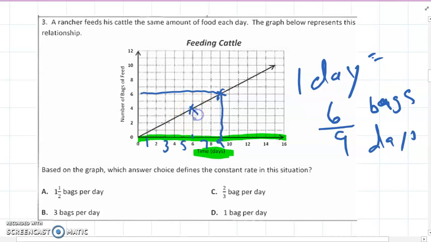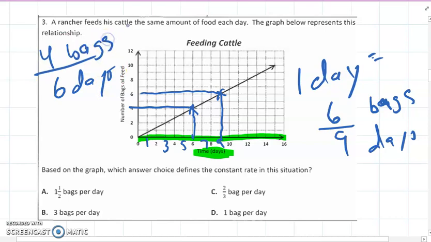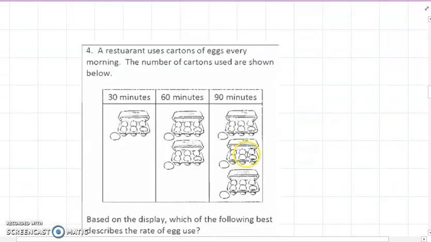Well, I look there, that's 6. In 6 days, he's going to use 4 bags. So in 6 days, he'll use 4 bags. Okay, so try to figure out how many bags he will use in 1 day, because they want to know the constant per day.